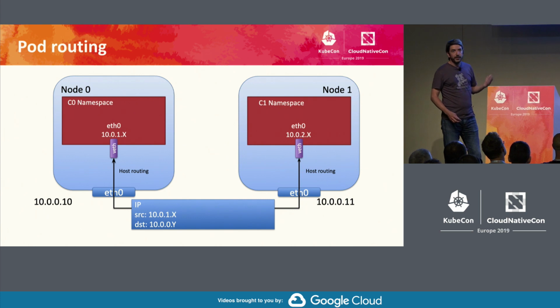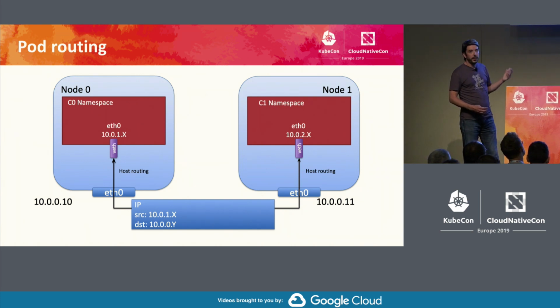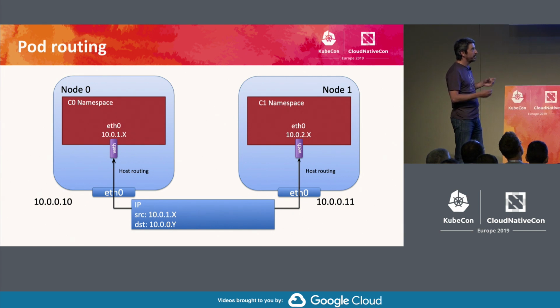So you remember the slide from before. You can see that this one is much simpler, because in that case all pods have routable IPs, and they are in a different space than the IPs of the nodes, but everything just works, and it's much more efficient.